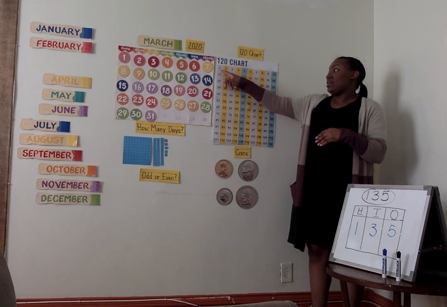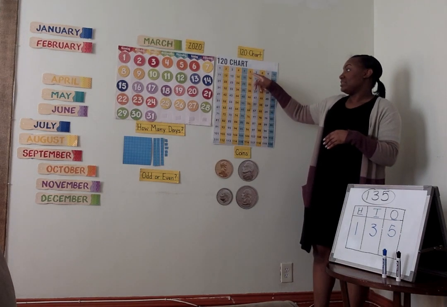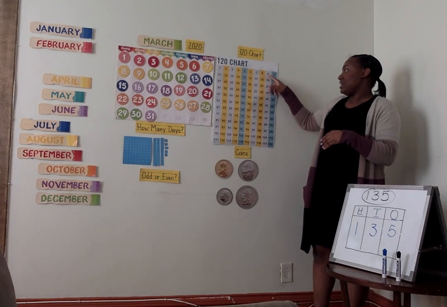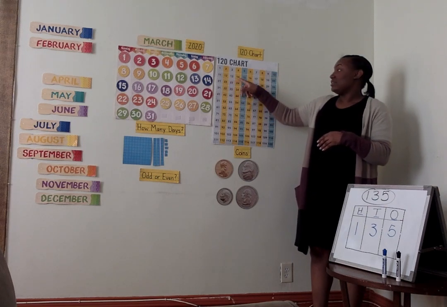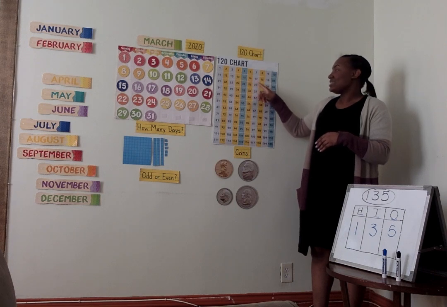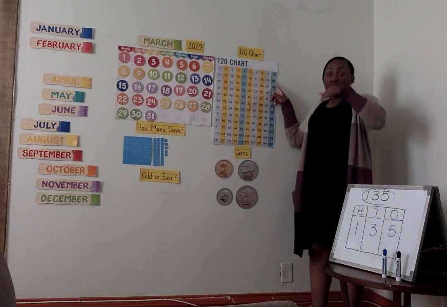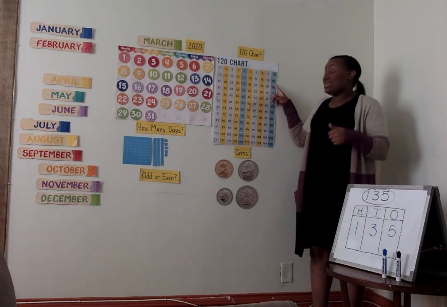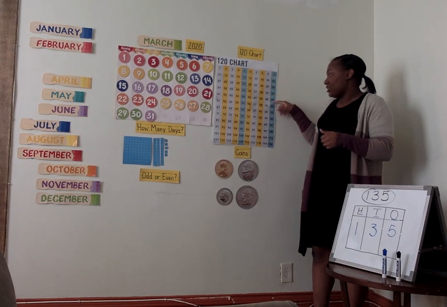Get ready. 1, 2, 3, 4, 5, 6, 7, 8, 9, 10, 11, 12, 13, 14, 15. Whisper. 16, 17, 18, 19, 20. Stop, switch, count up by tens. 20, 30, 40. Your turn.